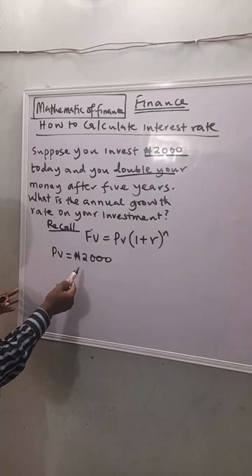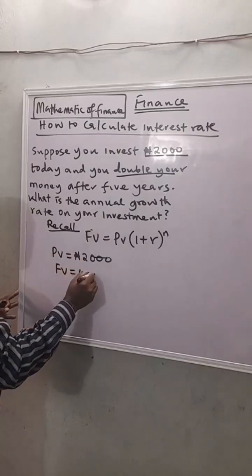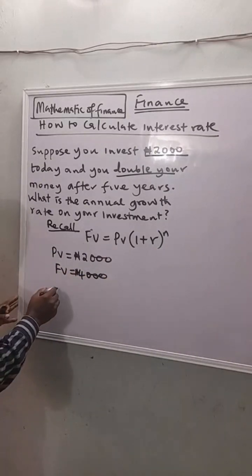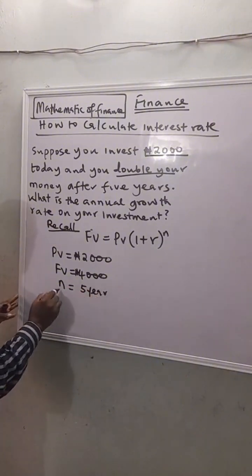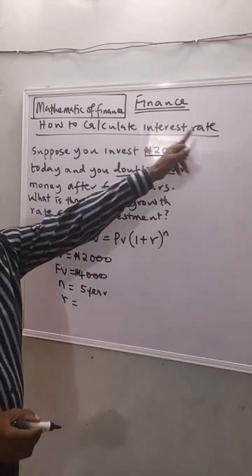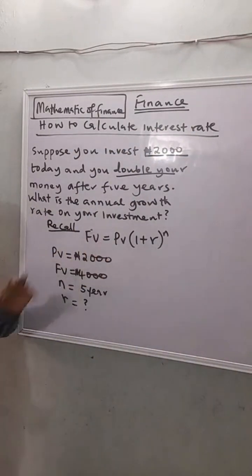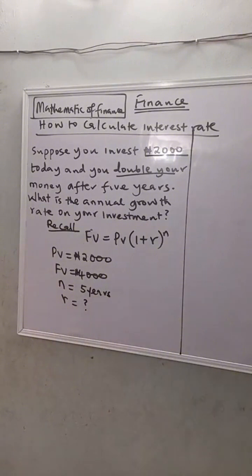To double it means this 2,000 multiplied by 2. That will give us the future value, that is 4,000 naira. Future value, 4,000 naira. And the number of years, which is n, the duration, is 5 years. And our R, which is interest rate or rate of interest, we're looking for. So with this formula on the board, by changing the subject of the formula, we can find R without stress.